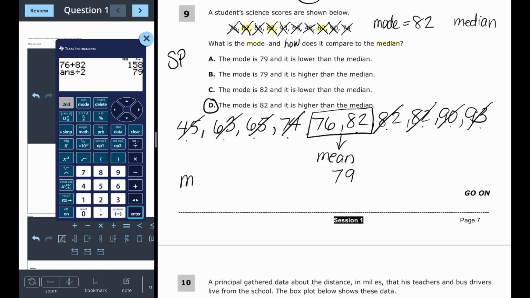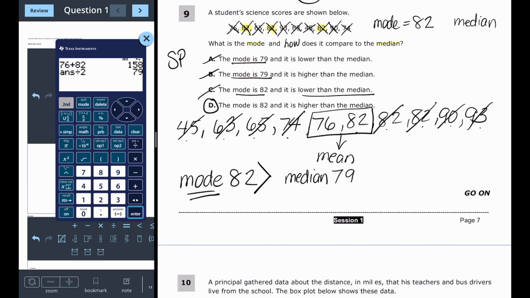All right, so my mode is 82, and my median is 79. So when I compare them together, 82, or my mode, is bigger than my median, and that's why A and B don't work because my mode is not 79. That's not true. And C doesn't work because my mode is not lower than my median. So cross that out. Okay, let's go to the next one.